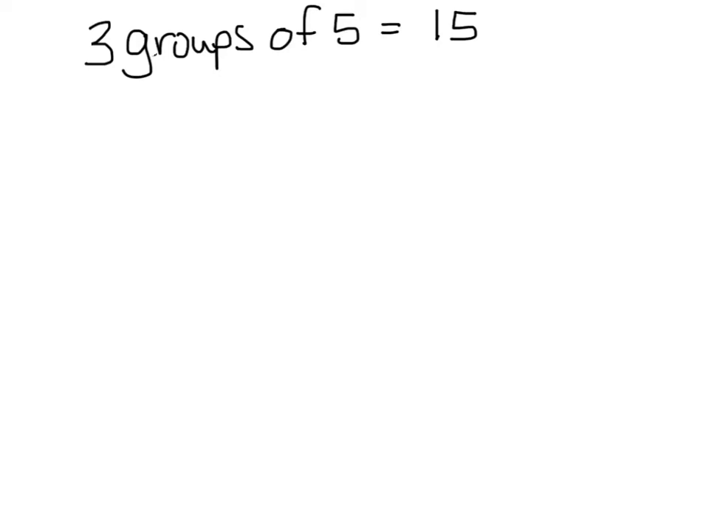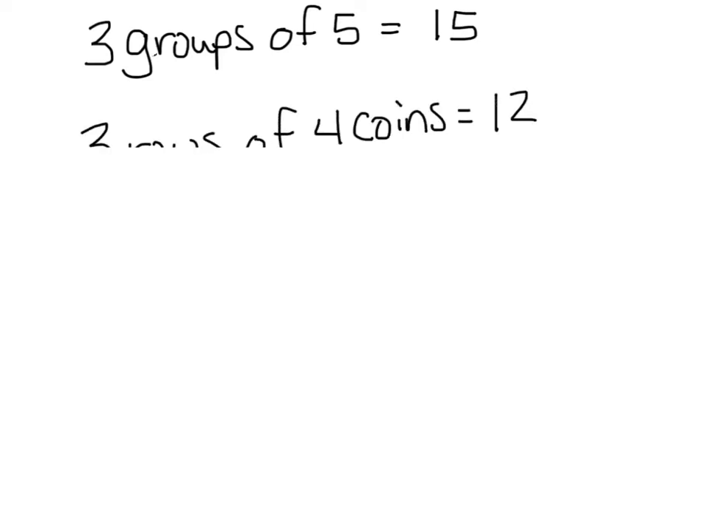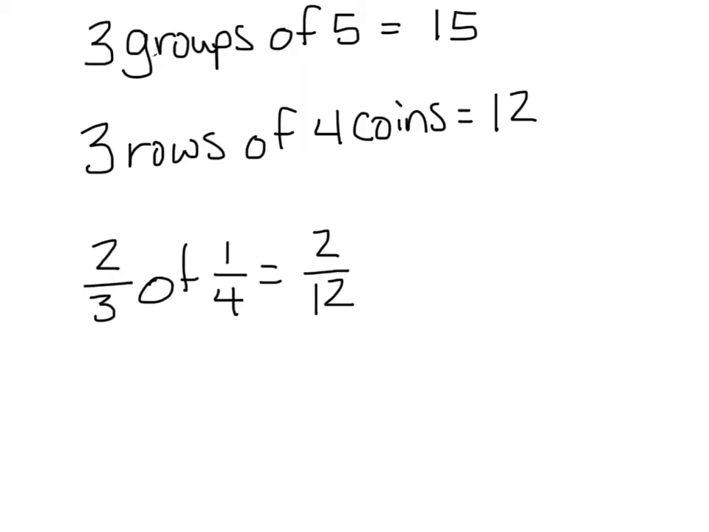Okay, let's review and think about what we've done so far. The first thing that we started with was 3 groups of 5, and that was 15 chairs. Then we went down to 3 rows of 4 coins each, and we had 12 coins altogether. In this last example, we had 2/3 of 1/4, and there we had 2/12. Are you seeing a pattern here?